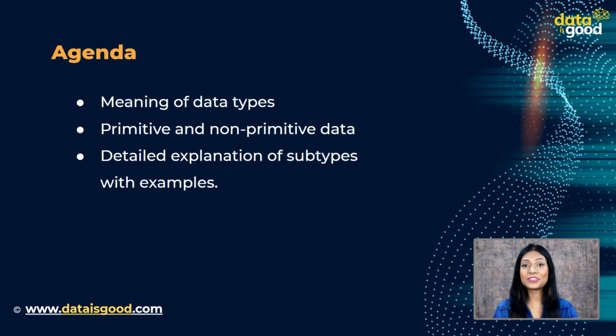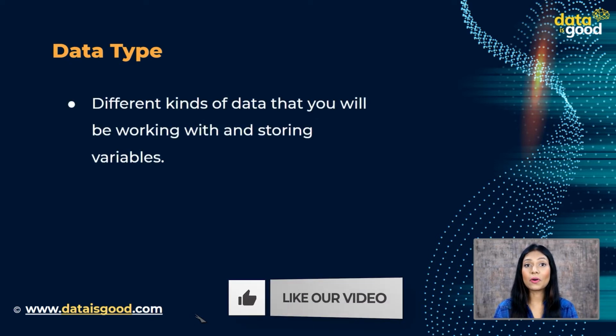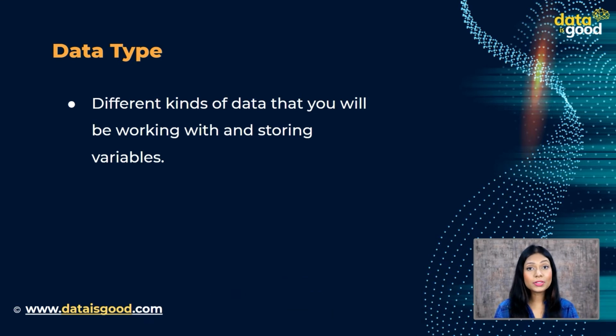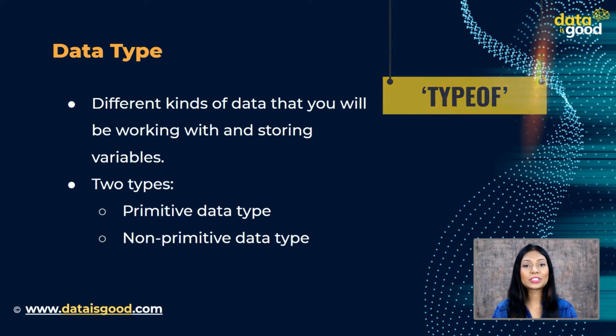What are data types in JavaScript? Well, data types in JavaScript describe the different types or kinds of data that you will be working with and storing in variables. It is important that you learn each of these data types because otherwise data can get stored in an improper format, which will result in issues in your code later on. JavaScript provides different data types to hold different types of values. There are two types of data types in JavaScript: primitive data type and non-primitive or reference data type. We can find the type of value or data by using the typeof JavaScript operator.